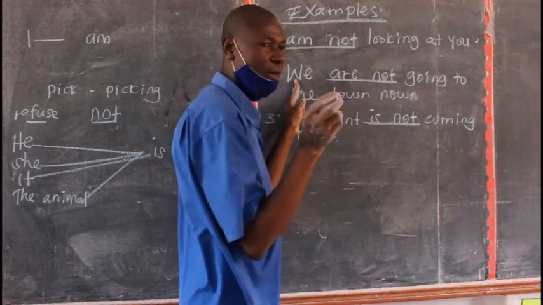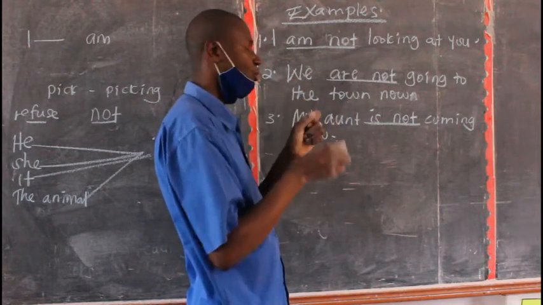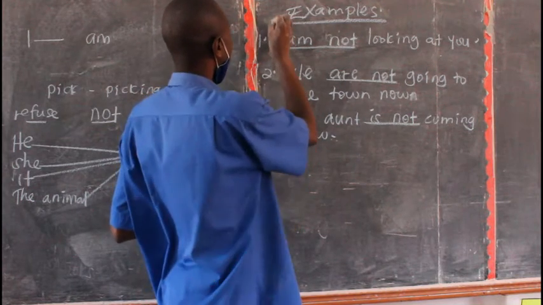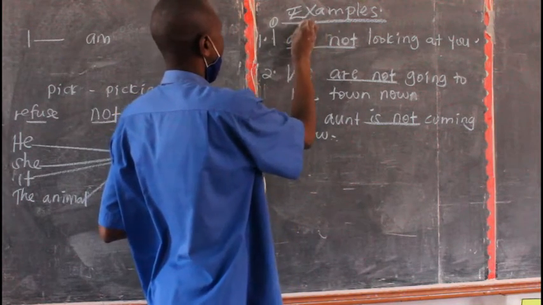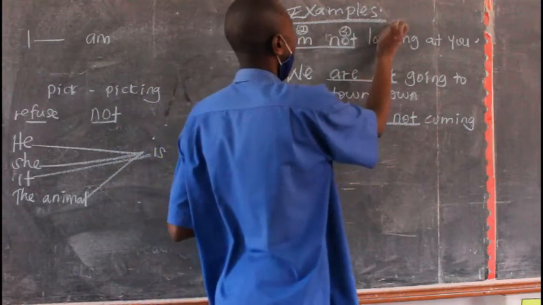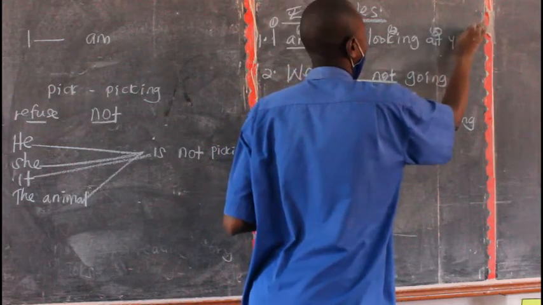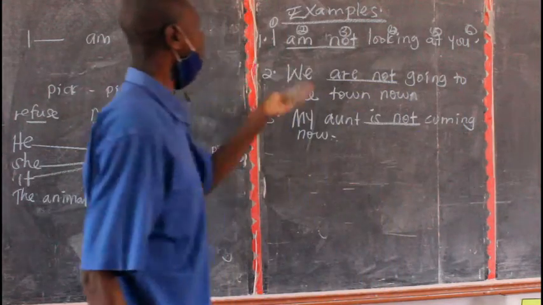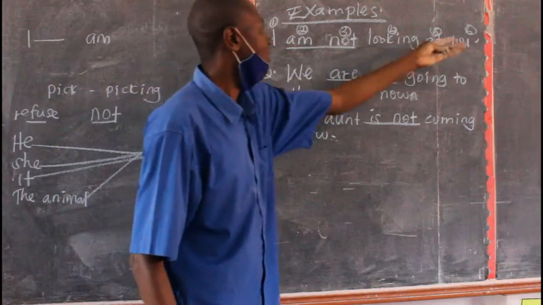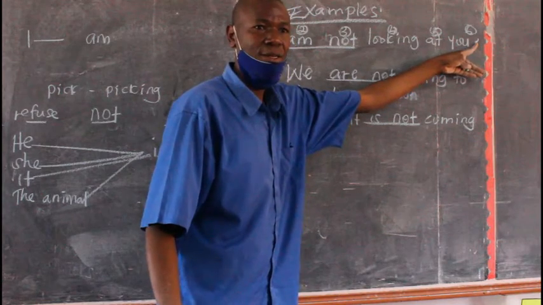People with bad handwriting, I have seen some of the books. Some of you don't use good handwriting. Now, like the way you have written, I, this is one word. Am, 2. Not, 3. Looking, 4. At, 5. Then you, 6. In this sentence, that means we have 6 words. Maybe the 7th one is the full stop at the end.